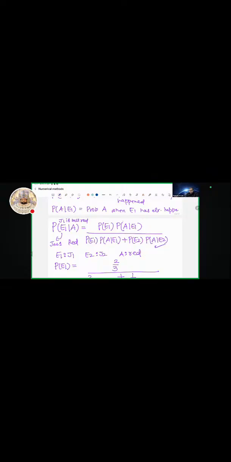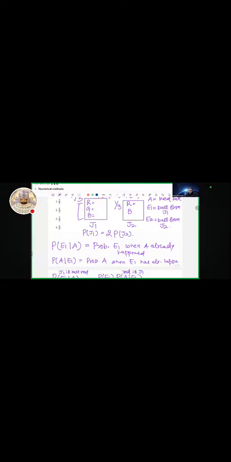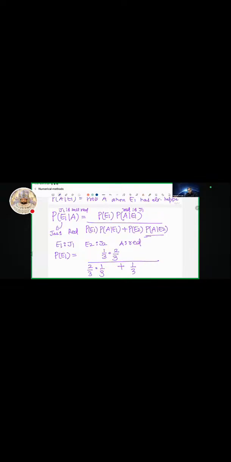And what is the meaning of this? It means what is the probability of getting red if the jar is J1? If I tell you that the jar is J1, then what will be the probability to get red? So you tell me. If I say that it is jar 1, what is the probability of getting red? Why are you saying 2/3? It is 1/3. All three balls are equal. So what is the probability of getting red? 1/3. So I multiply 1/3 here. I multiply 1/3 here.